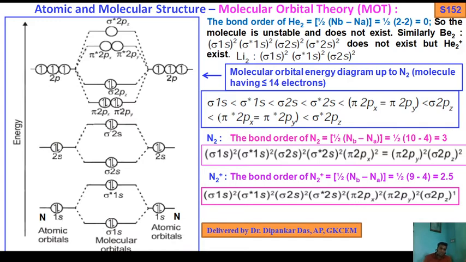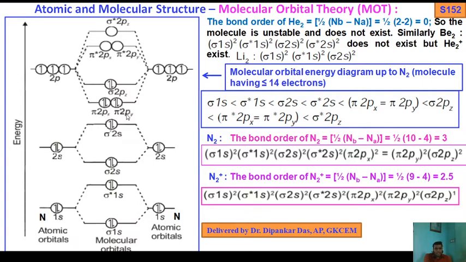Now here 1s overlaps with another 1s, we get two types of MOs, bonding MO and anti-bonding MO. So that's why sigma 1s, sigma star 1s. Again 2s overlaps with another 2s, we get sigma 2s, sigma star 2s. Another here, due to the sp mixing, here what will happen?